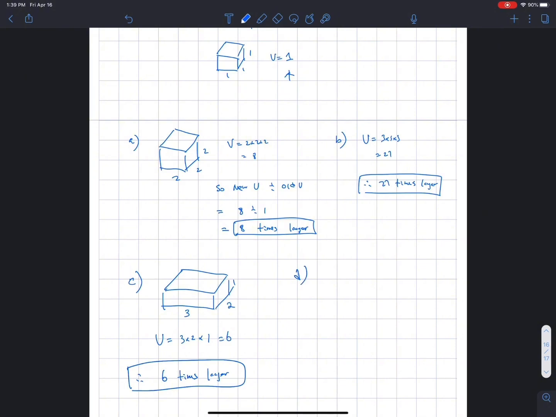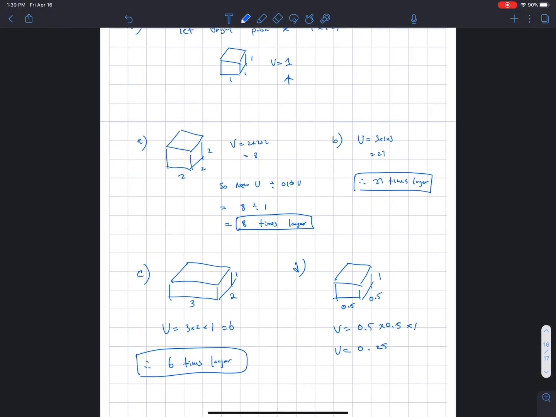D, if we halve the width and length, then this becomes 0.5, 0.5, and 1. So the volume is 0.5 times 0.5 times 1. So this is 0.25. So this is 0.25 times as much, or you can say that it is 4 times smaller.